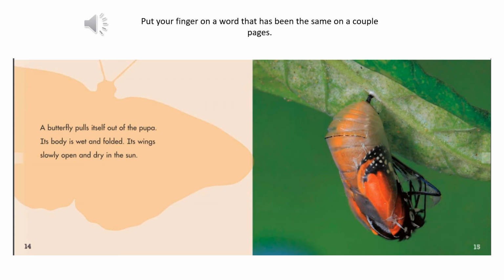A butterfly pulls itself out of the pupa. Its body is wet and folded. Its wings slowly open and dry in the sun. Put your finger on a word that has been the same on a couple pages. That will help you know the main topic.